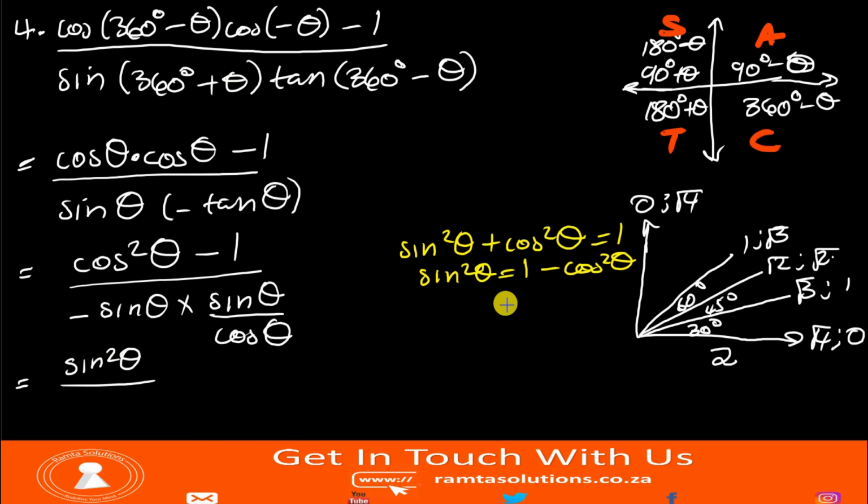Is this what we said? Yes. But now, pay attention. This is cos square theta. It's not 1 minus cos square theta. So let me try to simplify it.